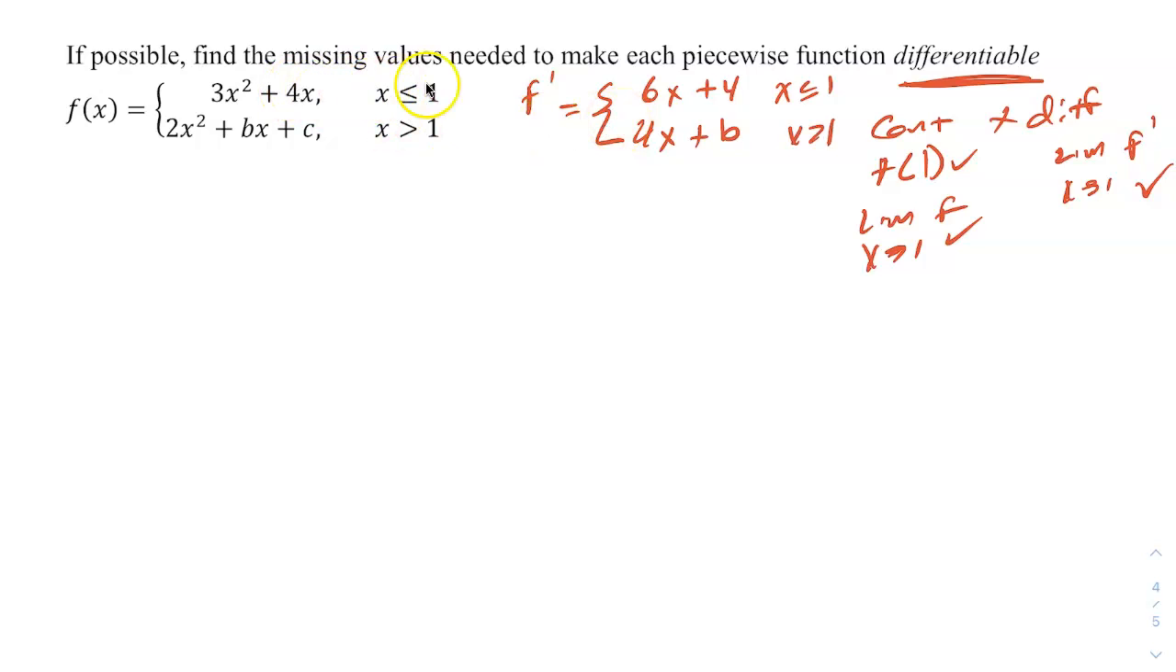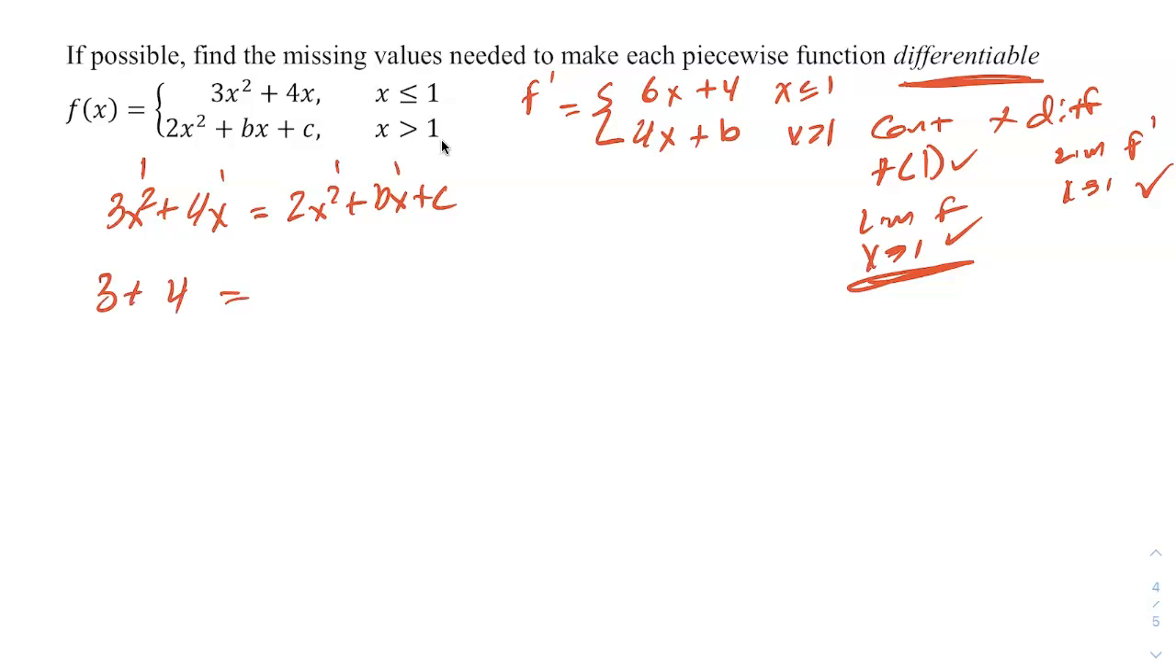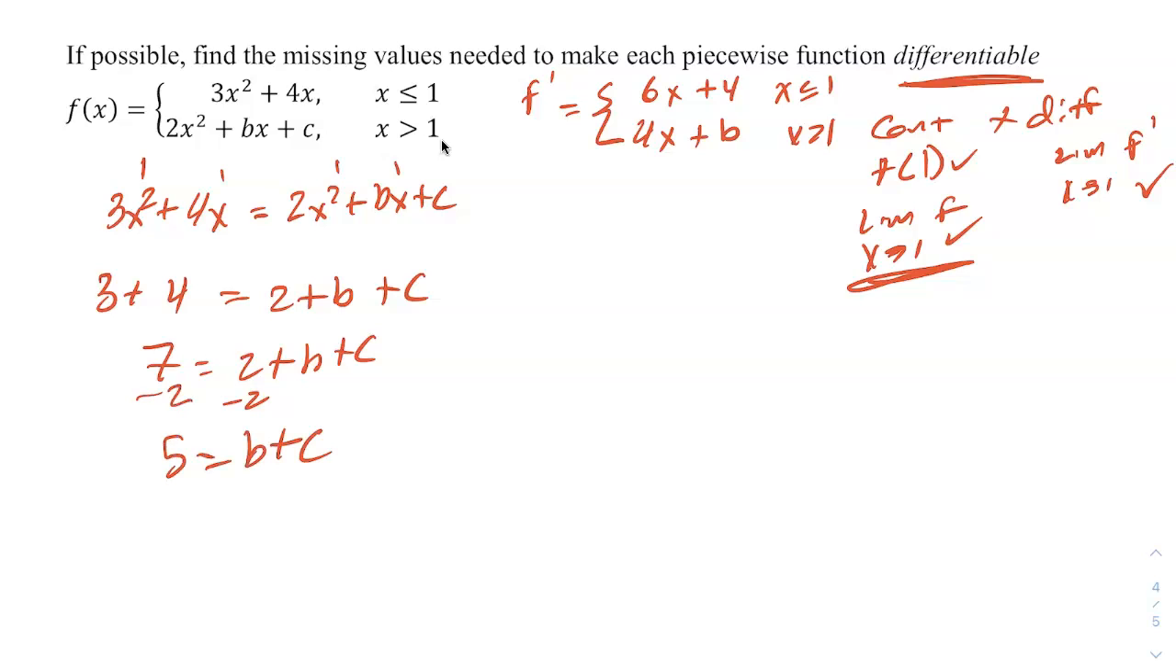And now remember, if I want it to be differentiable, it has to be continuous and differentiable, which means that here, these guys should match. If I take the limit of this guy, these should match at 1. So I'm going to say 3x squared plus 4x equals 2x squared plus bx plus c. Right, because this guy. And now I'm plugging 1. So I get 3 plus 4 equals 2 plus b plus c. So 7 equals 2 plus b plus c. Subtract the 2. 5 equals b plus c. So we have this to work with.